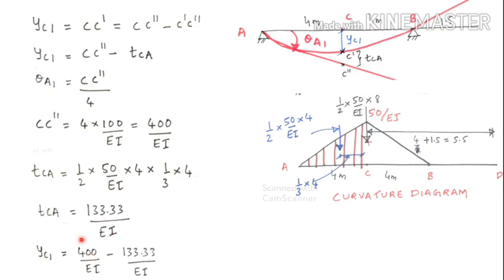Once you get the value of TCA, substitute here, you will get the value of YC1. YC1 equals minus 266.67 divided by EI. I have taken minus here because it is downward. So the deflection above the beam will be taken as positive, and the deflection below the beam will be taken as negative.